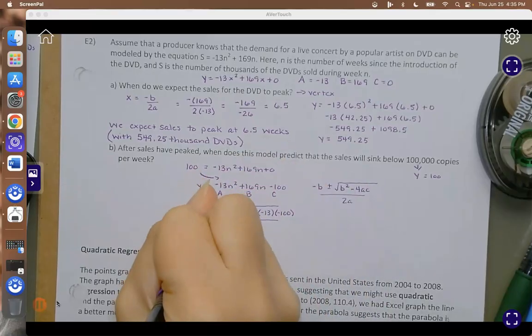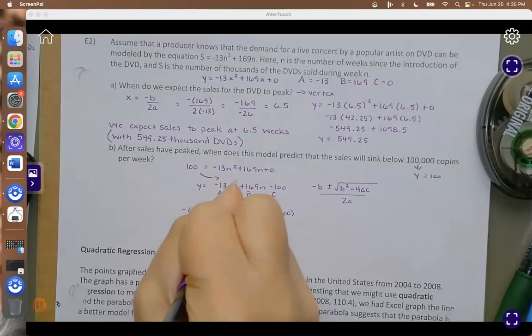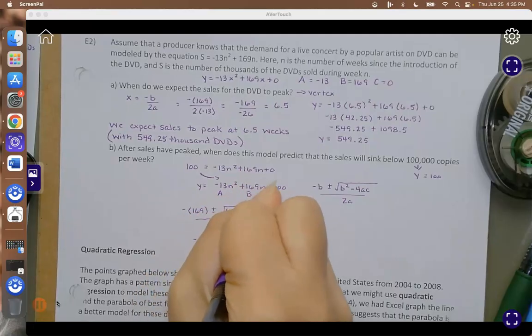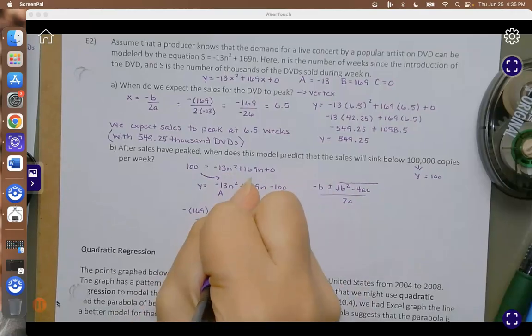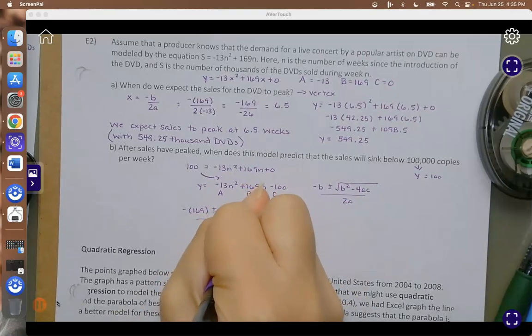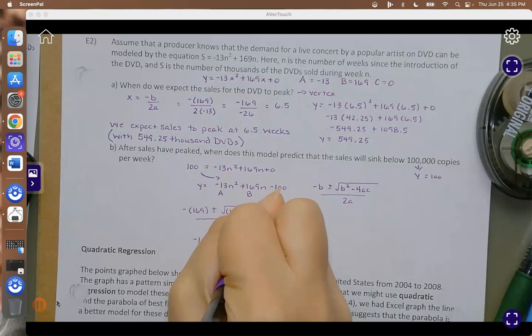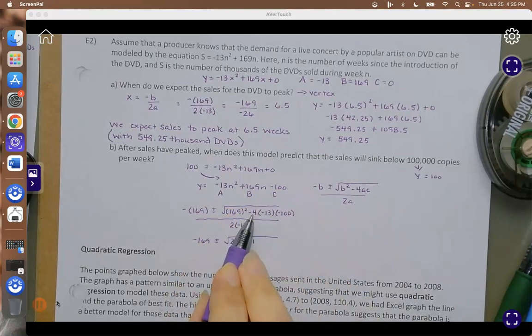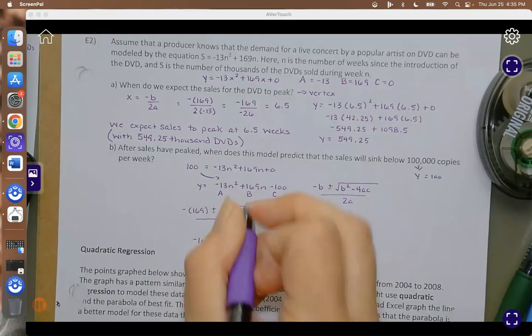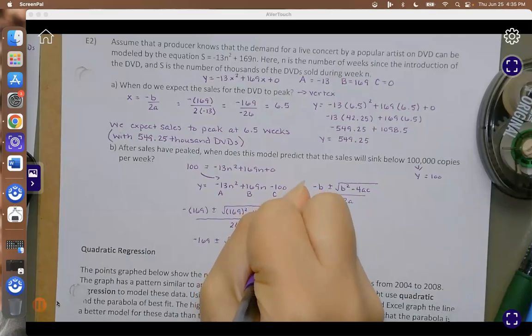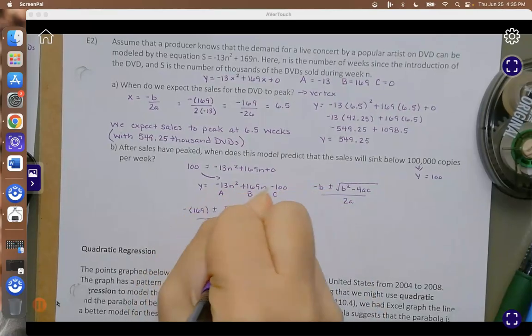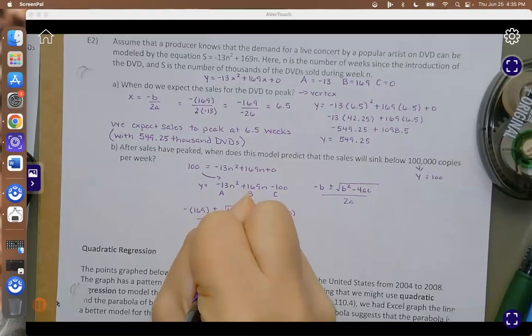Okay, so this is going to be negative 169 plus or minus. When I square 169, I get 28,561. When I multiply the negative 4, the negative 13, and the negative 100, I get negative 5,200. All over negative 26.